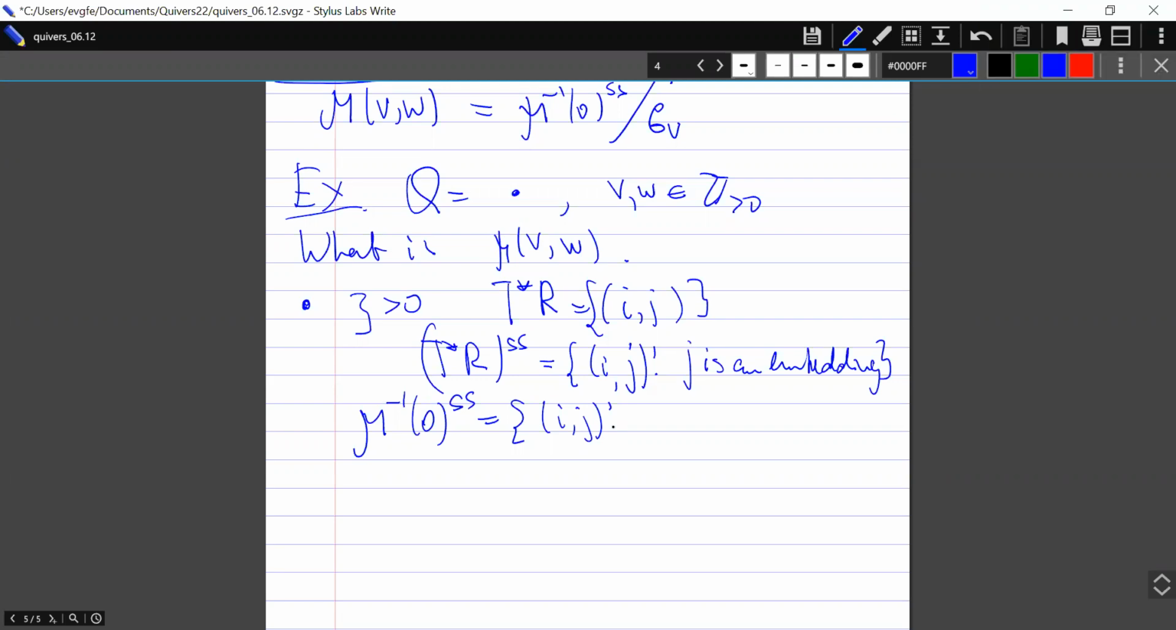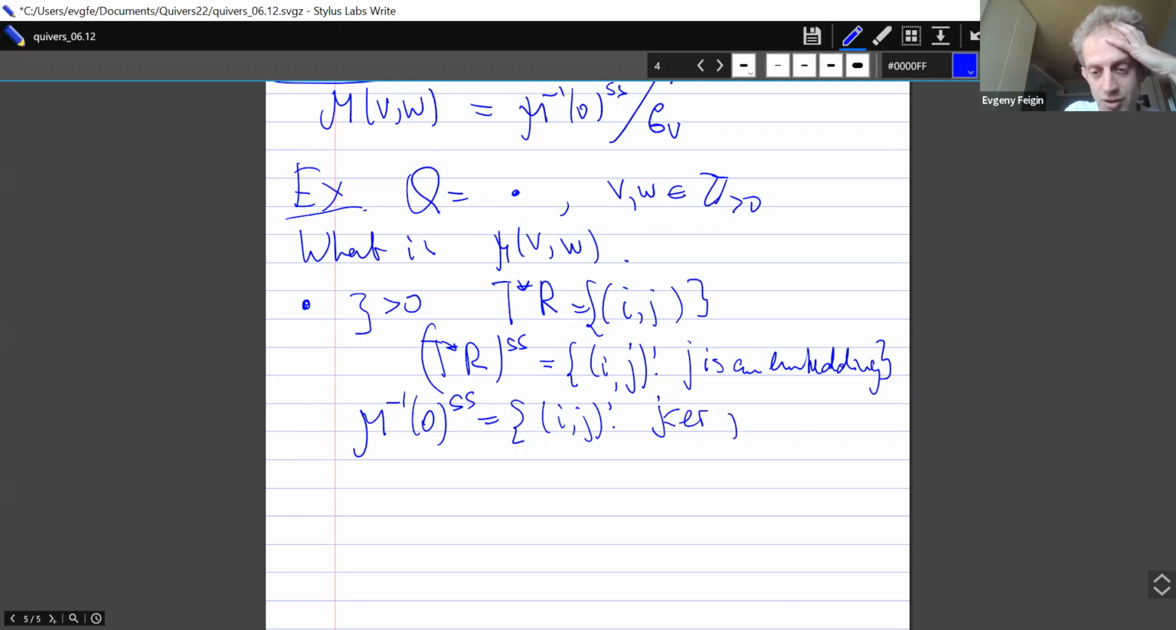I is 0. Why? So the composition should be 0. The composition should be 0, but this does not imply that I is 0, right? Because J is an embedding. Yeah, sure. So the kernel of J is 0, and the composition IJ is 0.